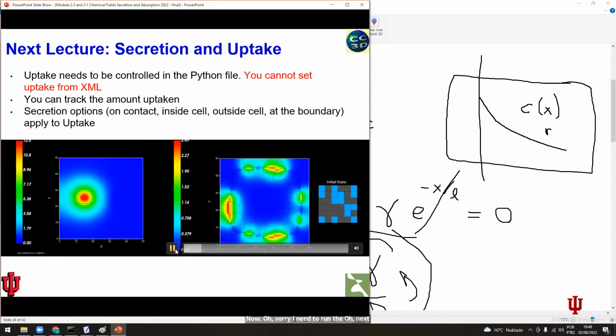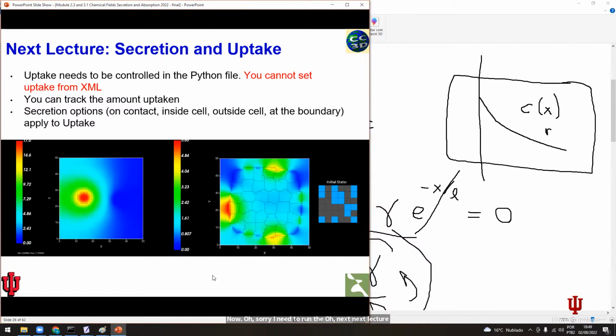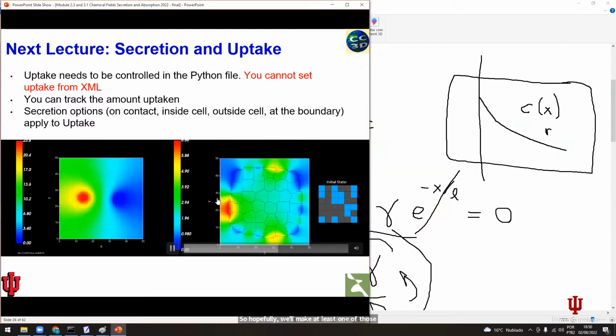lecture, we are gonna see secretion and absorption. So hopefully we will make at least one of those simulations here that I'm showing you, which is basically secretion and absorption, okay, with cells. For example, one cell secreting, other absorbing, and secreting and absorbing depending on the configuration of the system as well.